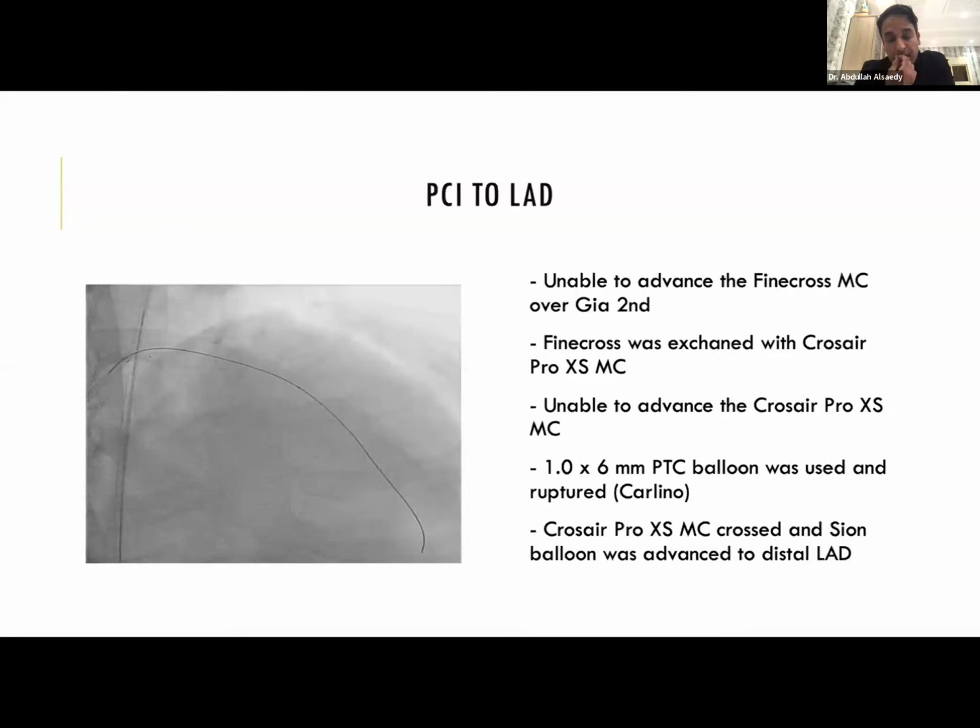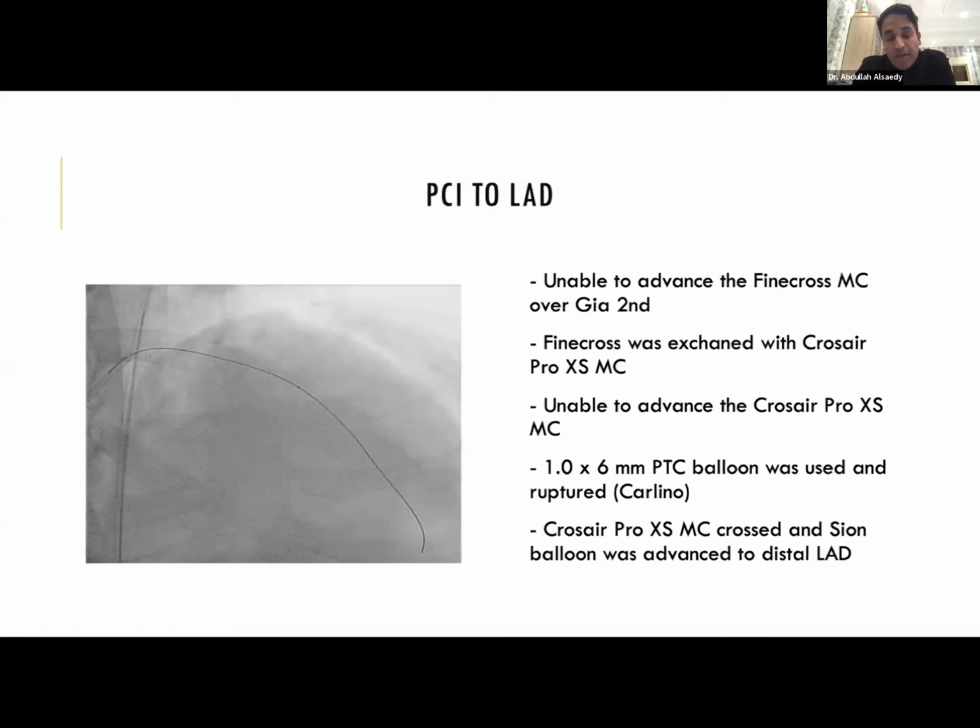We confirmed that later on with the IVUS, but now we had the problem of not being able to advance the Fine Cross microcatheter over the Gaia Second. So we tried with a Crosser Pro XS microcatheter, and again it wasn't able. For this plan, we probably needed some support. We had an idea to use a guide catheter extension or to go with very, very small CTO balloons. In this case, we used the second option.